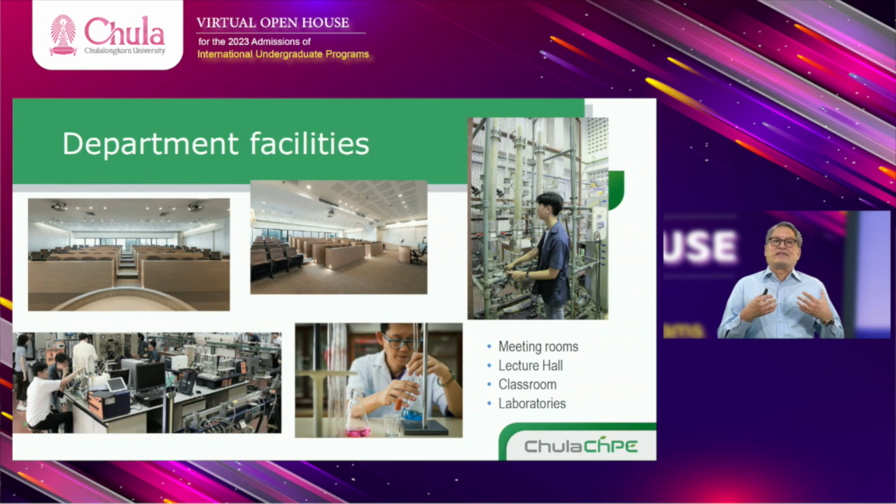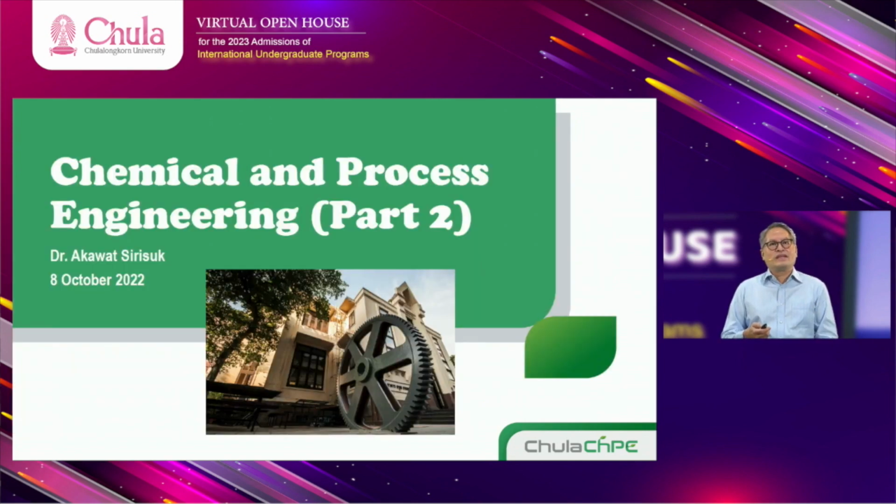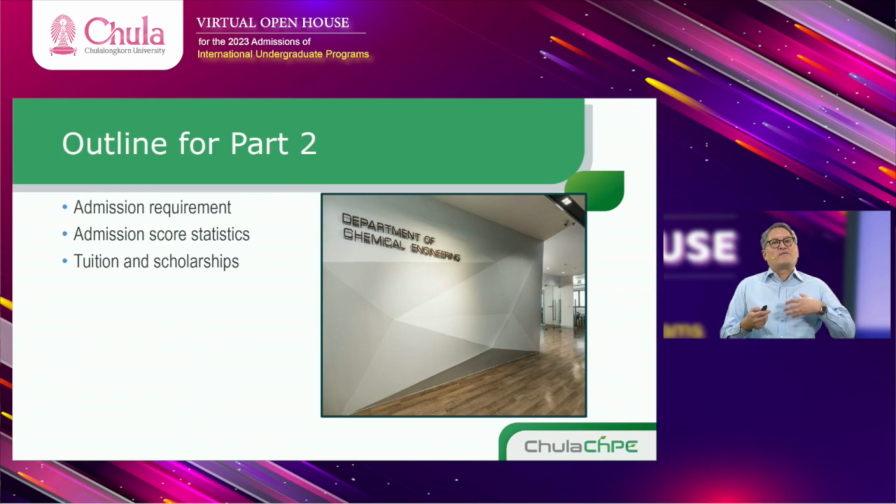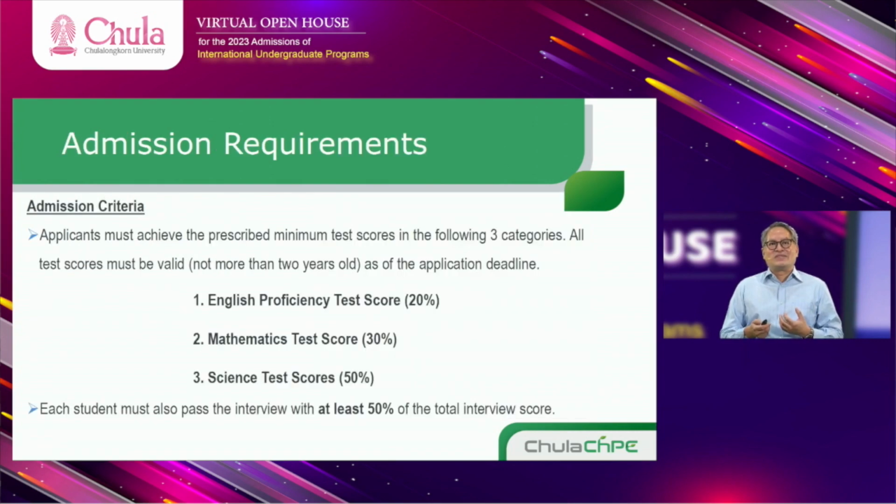And then we have typical chemical engineering laboratories where you can do lab work, I think in the third year of study. So next, we'll talk about things you might be looking to find out: the admission requirements and then the tuition fee.